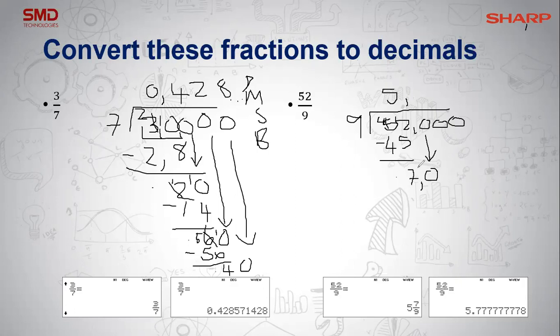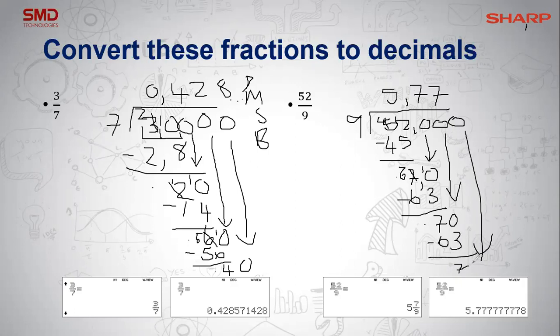9 goes into 70 7 times. 7 times 9 is 63. Sister subtract. Borrow. 10 minus 3 is 7. 6 minus 6 is 0. Bring down a 0. We've got 70 again. So you can see the pattern is now repeating itself. And we can just do the same thing over again, and you'll see that the pattern continues on endlessly. And that is a recurring number. So we can write a little dot on top of the 7 to show that it is recurring because the pattern just keeps repeating itself.